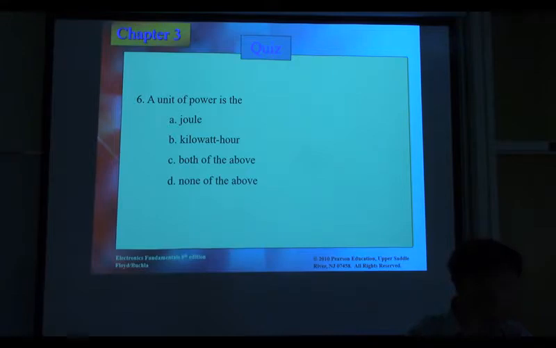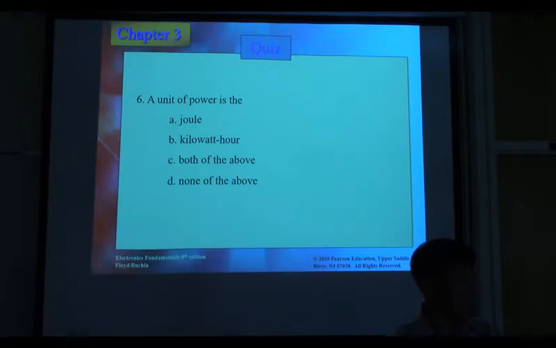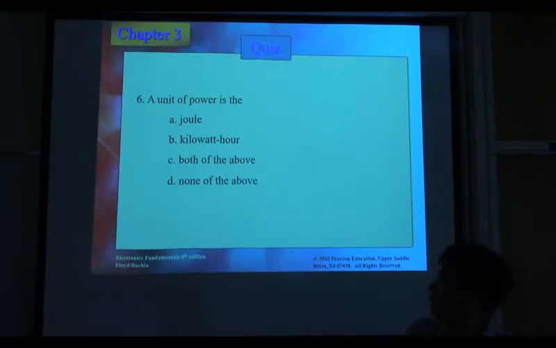Kilowatt hour is B, correct? B is energy too. Think again. Power needs a unit of time. So our focus is: is B correct or not? If not, then you choose D. If yes, then you choose B. Kilowatt hour, is this power? It's not how you use something at a time.